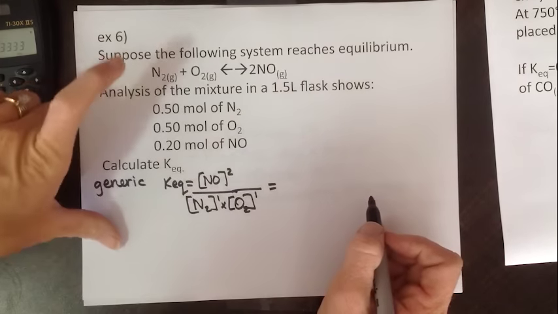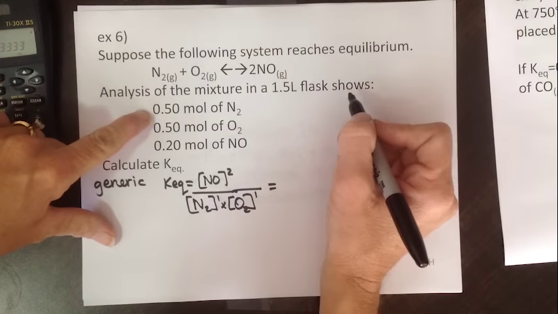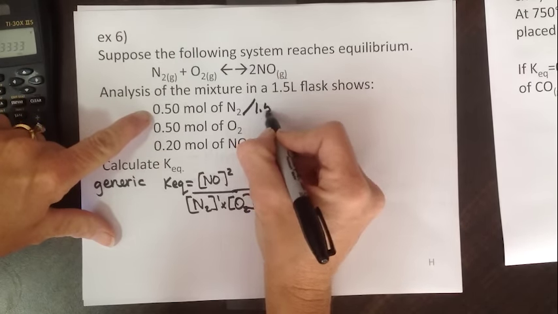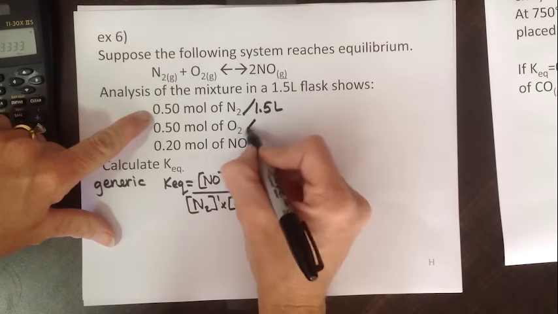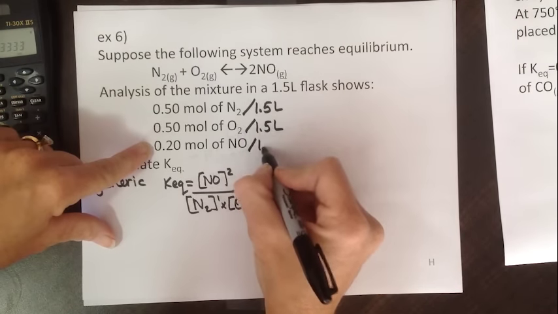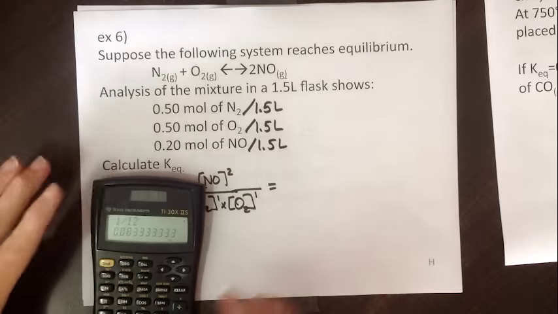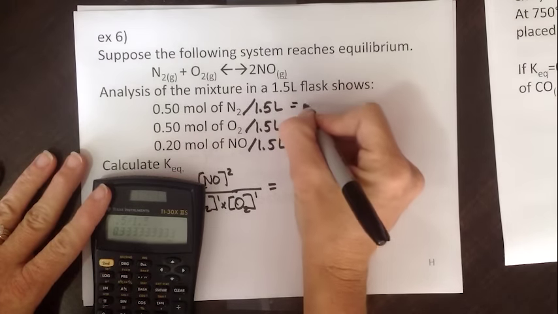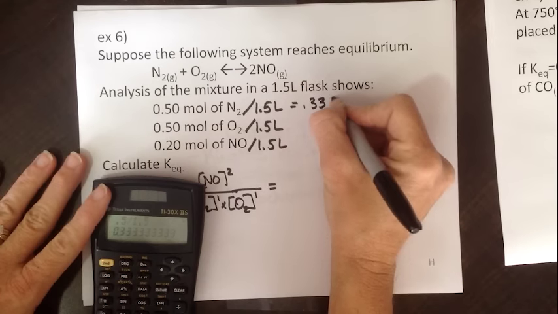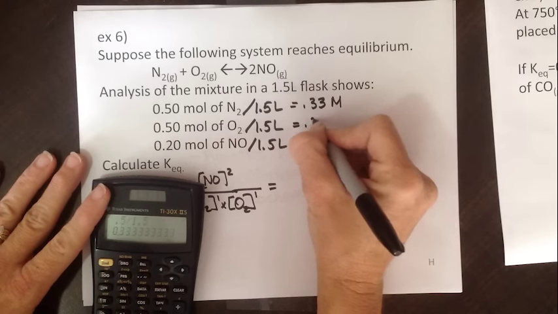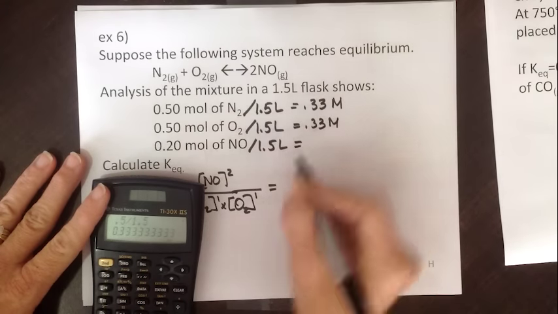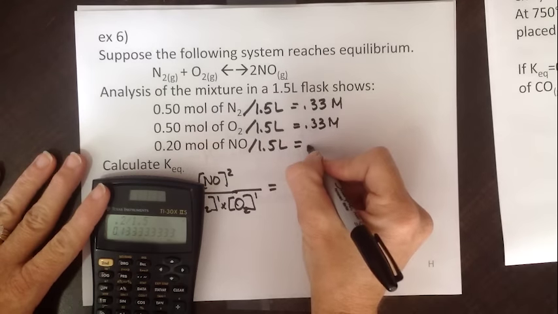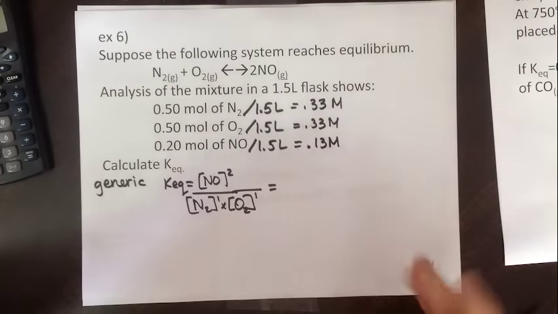Now I'm going to plug stuff in. The brackets mean molarity, so I need to change the moles to molarity. So I need to take 0.5 and divide it by 1.5, because that's moles divided by liters. So let me calculate that for you. 0.5 divided by 1.5, 0.33 molarity. This is the same calculation, so 0.33 molarity. And this is 0.2 divided by 1.5 is 0.13 molarity.